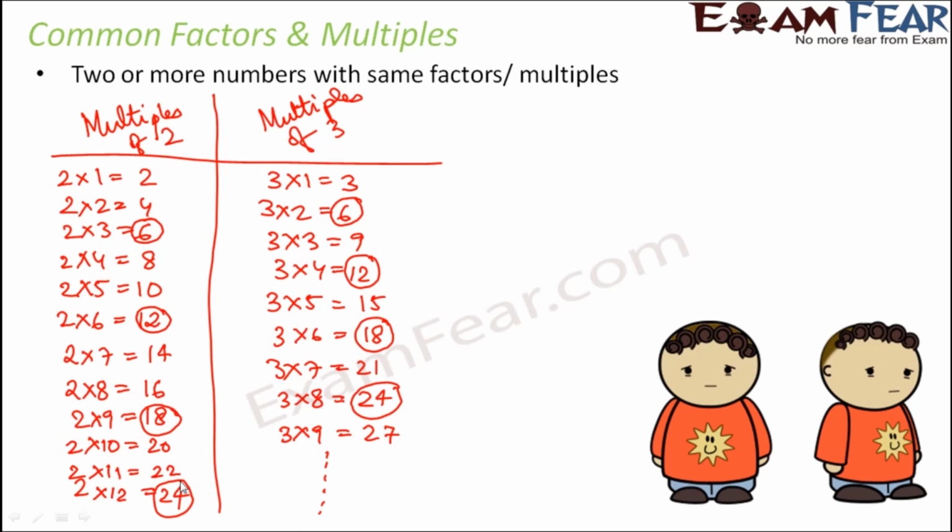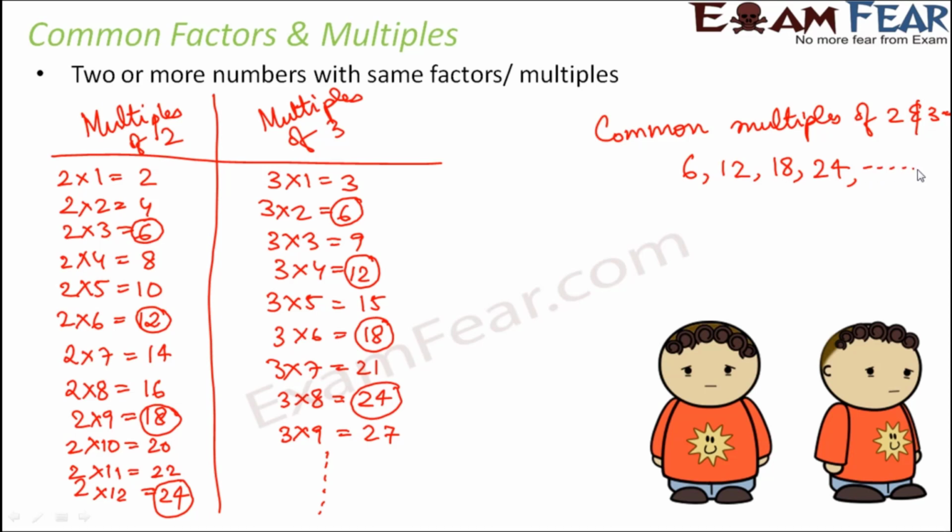So what are you observing? There are certain multiples which are common to 2 or more than 2 numbers. So these numbers are said to have common multiples. So you can say that 2 and 3 have certain common multiples. So what we can say? We can say that common multiples of 2 and 3 are 6, 12, 18, 24. Now since here I have written only till here, if we keep writing more, we will continue to get more common multiples. So this is the range of the common multiples of 2 and 3.